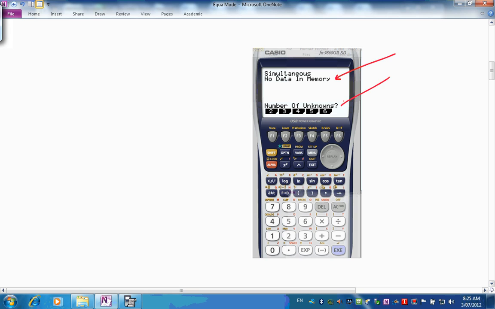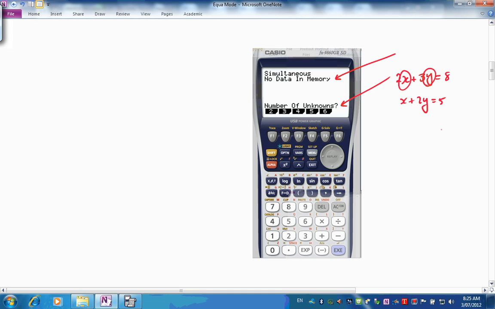It's asking us the question, number of unknowns. Now, how many unknowns do we have? Well, writing those equations again, here we said that this was 1 and this is the other. So can you see that there are 2 missing numbers, x and y? So we've got 2 unknowns in our problem here.